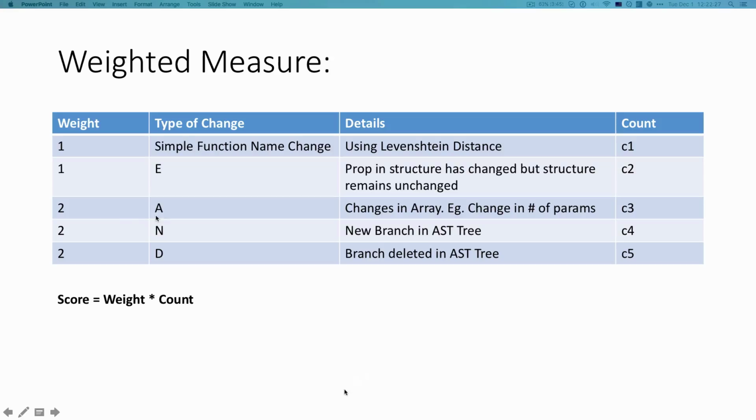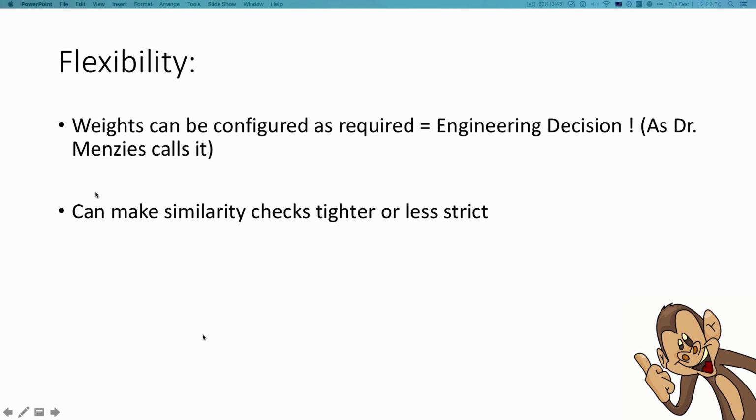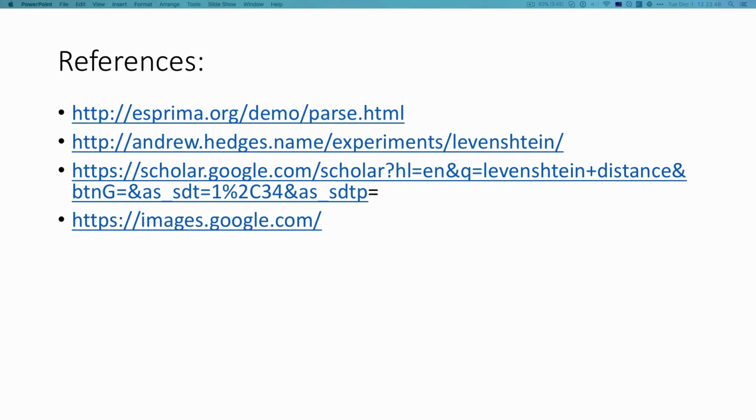And all you have to do is, the score is calculated by doing a weight multiplied by the count. As I mentioned earlier, weights can be configured as required. That's an engineering decision, as Dr. Menzies calls it. And you can make the similarity checks tighter or less strict as per your requirements by playing with the weights.